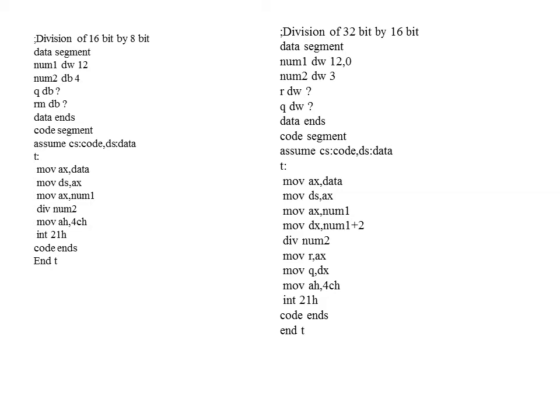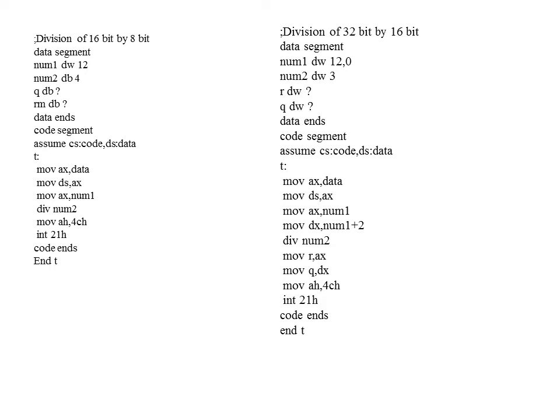Then move ax comma num1, the lower 16 bits are transferred to ax, and the upper 16 bits from num1 plus 2. Why plus 2? Because num1 takes two locations, since it is 16 bits in size, so num1 plus 2 will be the second location, and the data stored at that location is transferred to dx, means the upper 16 bits are transferred to dx, and the lower 16 bits are transferred to ax.